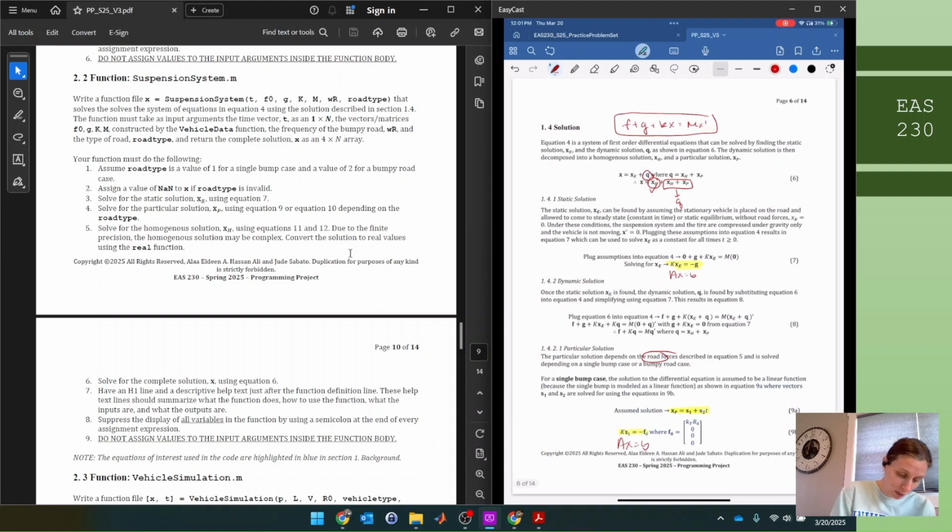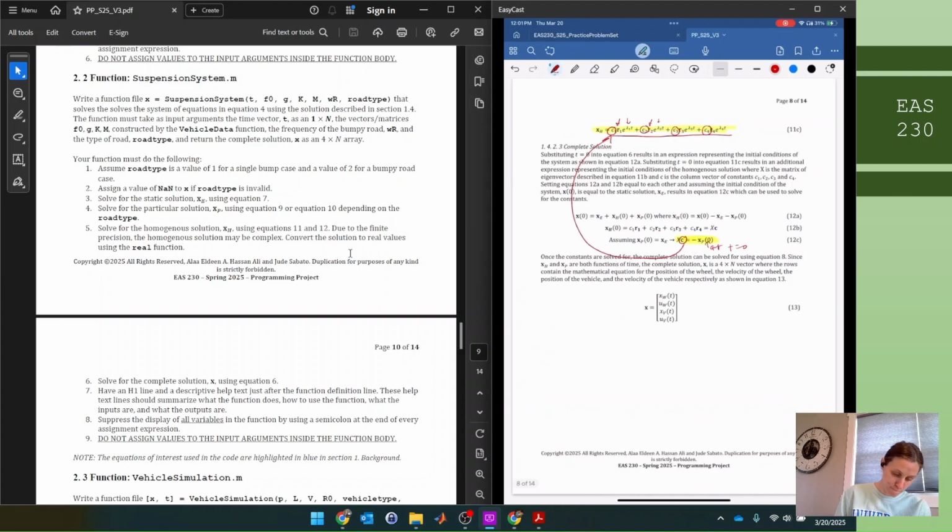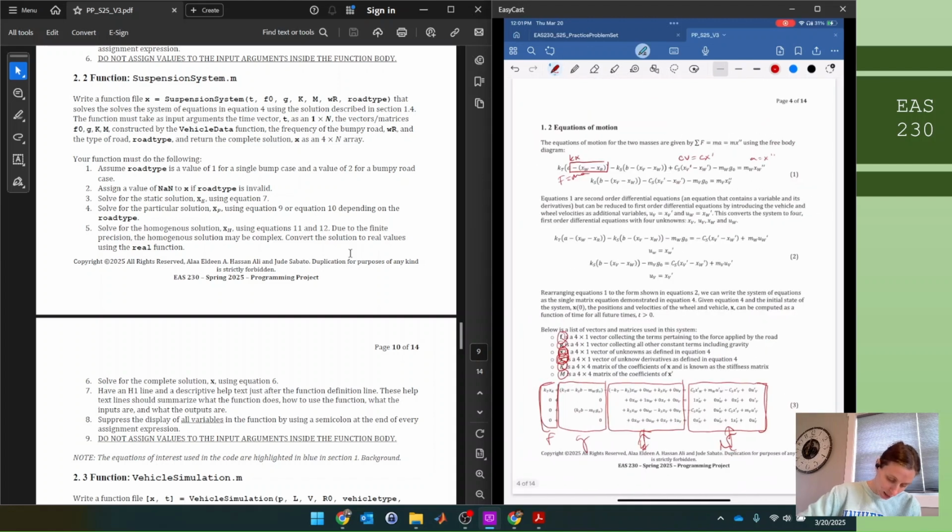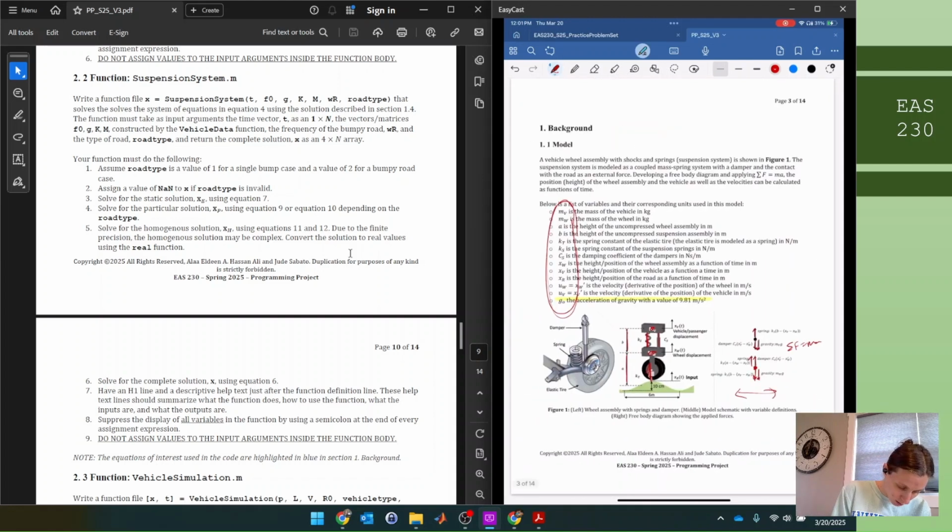So once you have xp, once you have xh, and once you have xe, then you can solve for x, the complete solution, where x equals xe plus xh plus xp. Okay. And then x is your final vector. And note your x is going to be a 4 by n vector, n being the number of time values we have, where each of these is a big long vector that contains the solution for the position of the wheel, the velocity of the wheel, the position of the vehicle, and the velocity of the vehicle. Okay, which all those relate all the way back to these variables here.